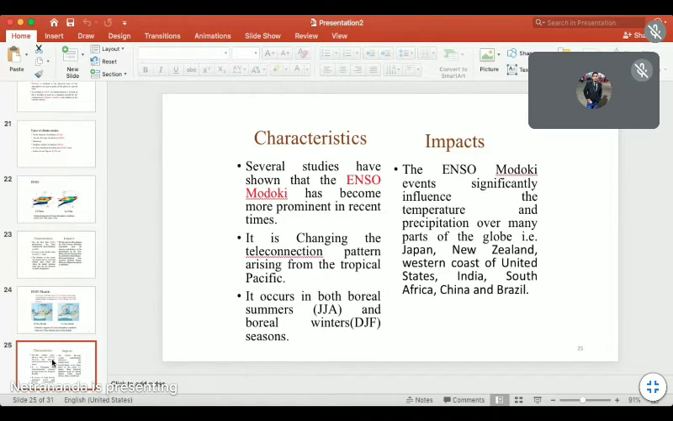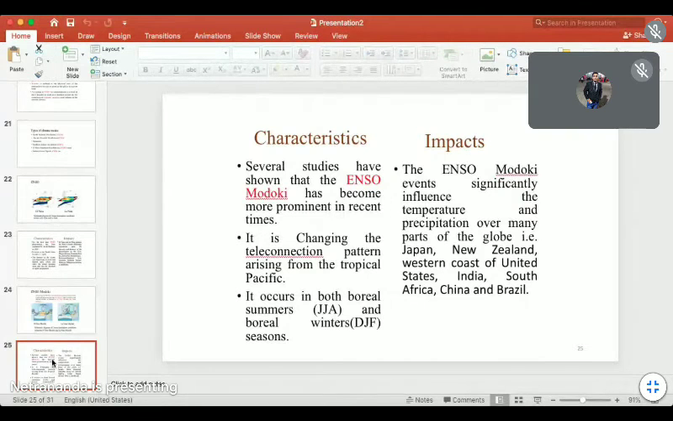Teleconnection means the ocean and the atmosphere interactions. That teleconnection part has changed. It is not just a similar one, it's a different one. Because of that, it occurs in both boreal summer, June, July, August, and also boreal winter, December, January, February. Sorry, I forgot, it's not in September, October, November. That is IOD. IOD propagates in September, October, November. I'm sorry for that mistake.